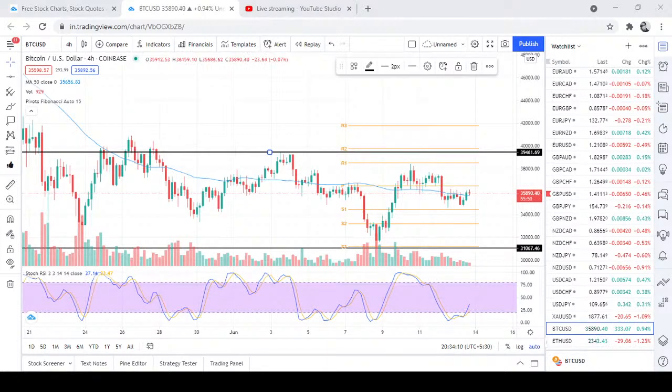And this resistance does not look good. In case it reverses from here, you can short the market at 39460. This looks like a resistance. If it reverses from here, then you can short the market. In case it gives a breakout, then if you want to buy, you can buy. But Bitcoins are very volatile. I have never traded personally on Bitcoin. So this is as the chart was in front of me, so I just shared the support and resistance levels.